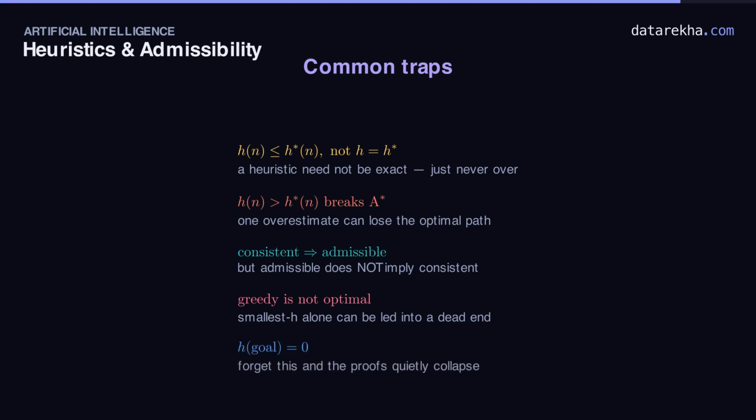And trap 5. Small but essential. The heuristic must be 0 at the goal. Every proof, including consistent implies admissible, leans on it. Drop it, and everything wobbles.